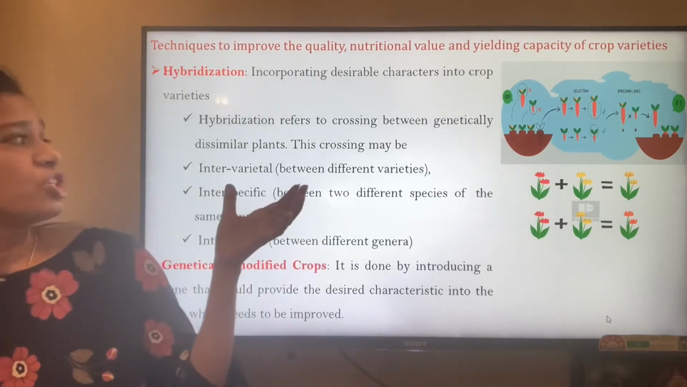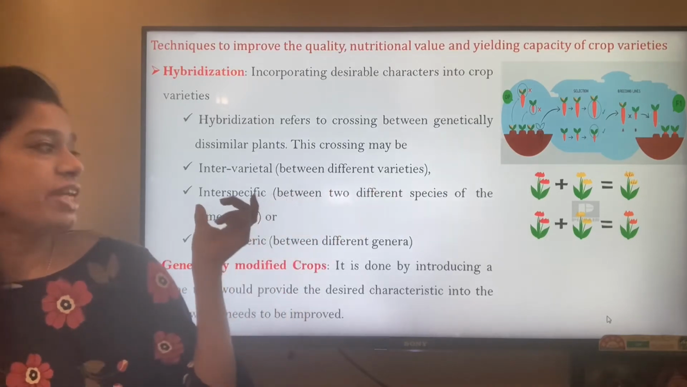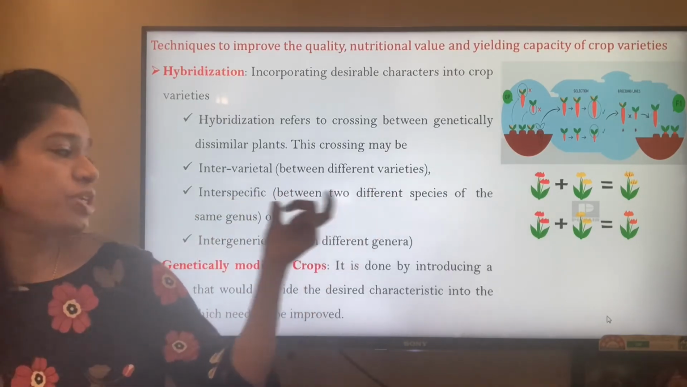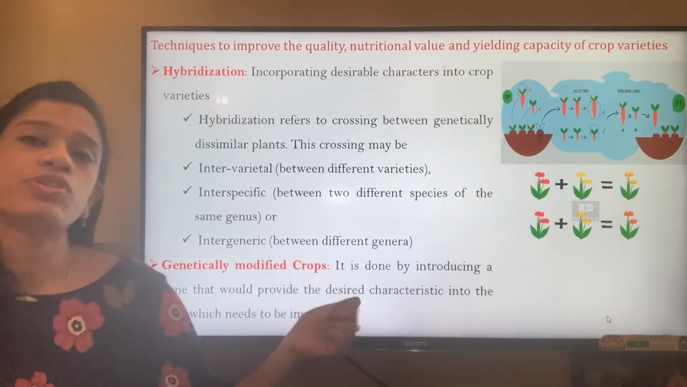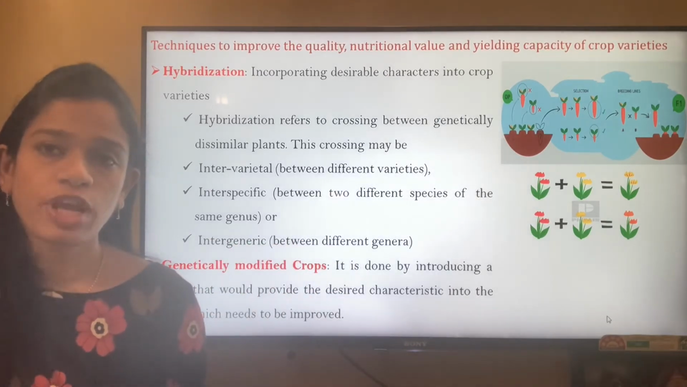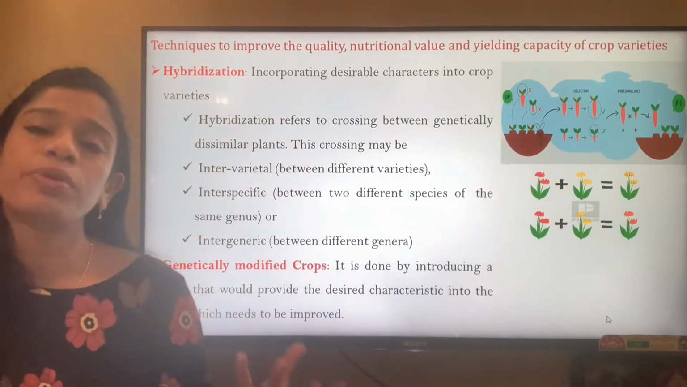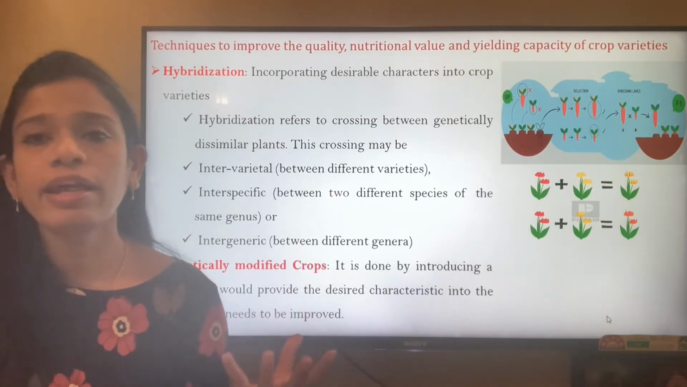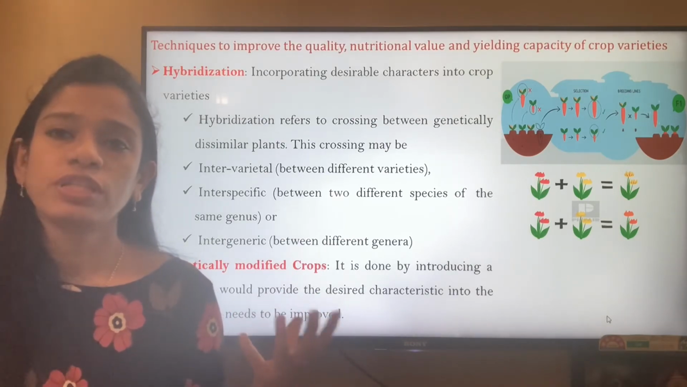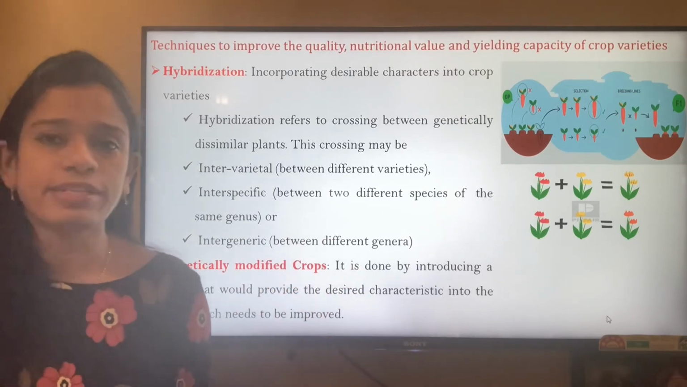So the hybridization can be intervarietal, that is between two different varieties. It can be interspecific, between two different species of the same genus, or intergeneric, that is between two different genera altogether. So these three types of hybridization are carried out in order to bring about the increase, or to meet the desired requirement for the food resources or the yield.